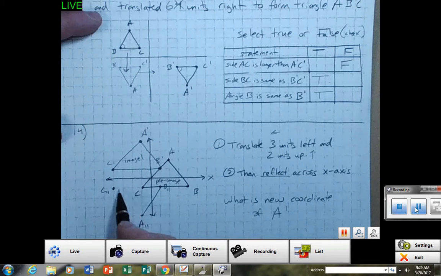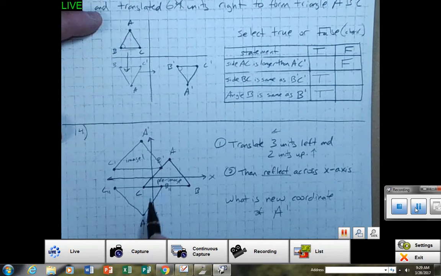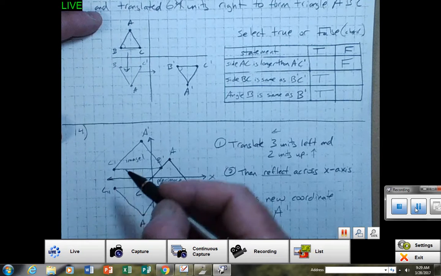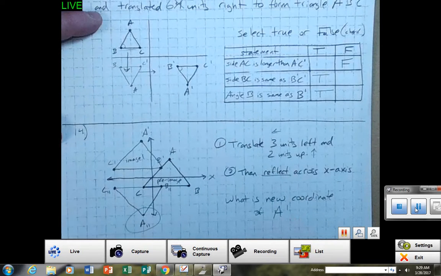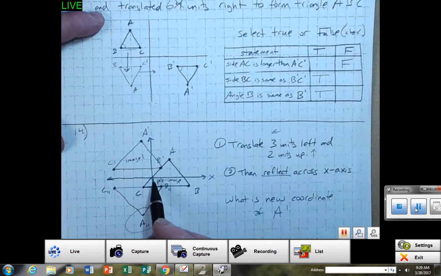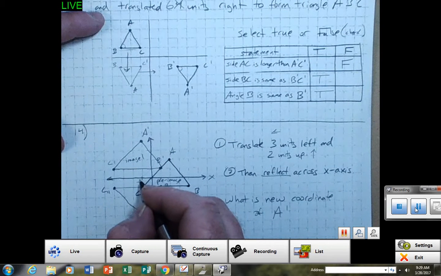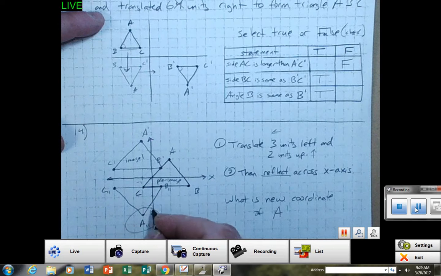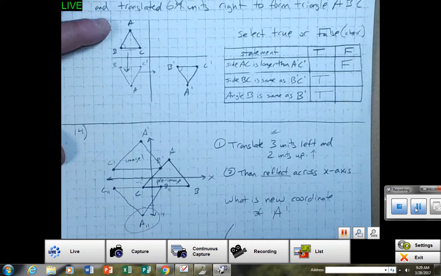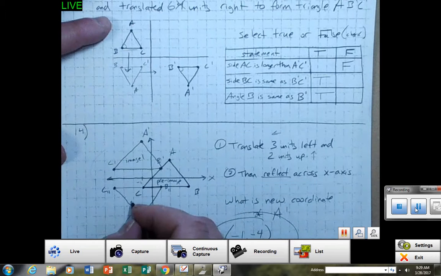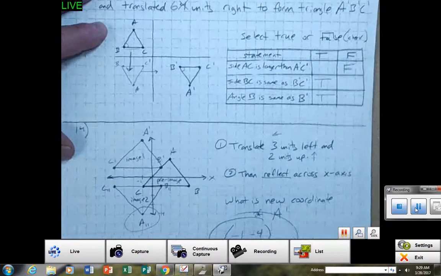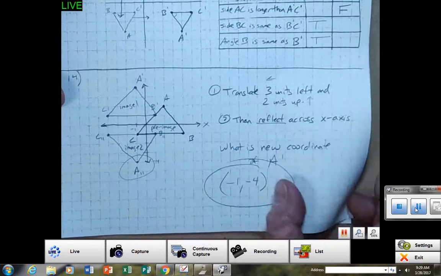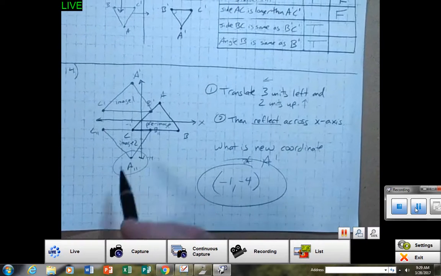So the question's asking, after I translate it, after I slide it over and up, and then I reflect it, what is this new coordinate for A? And I could see that is -1 for x, and then from there, -1, -2, -3, -4. So -1, -4. So that new location after both those transformations is -1, -4. This is image number 2. All right, last problem. Again, -1, -4 for the new A.